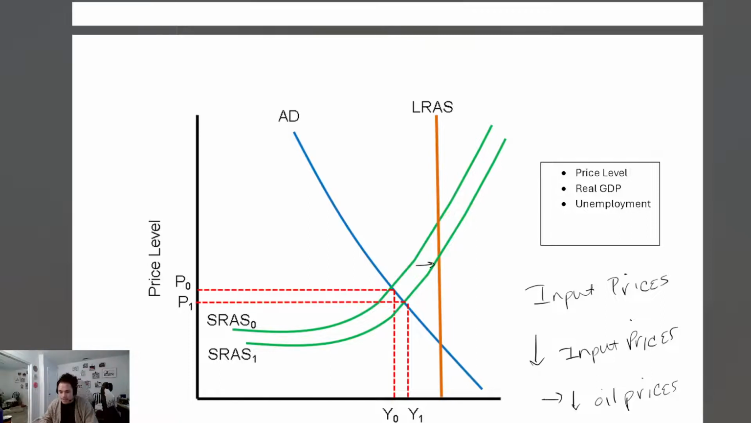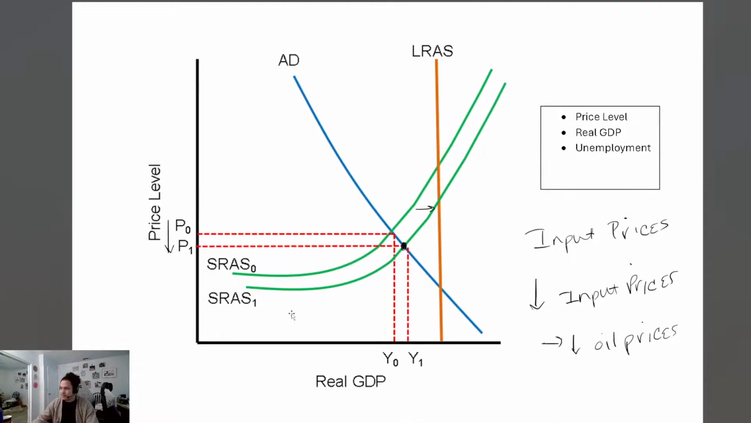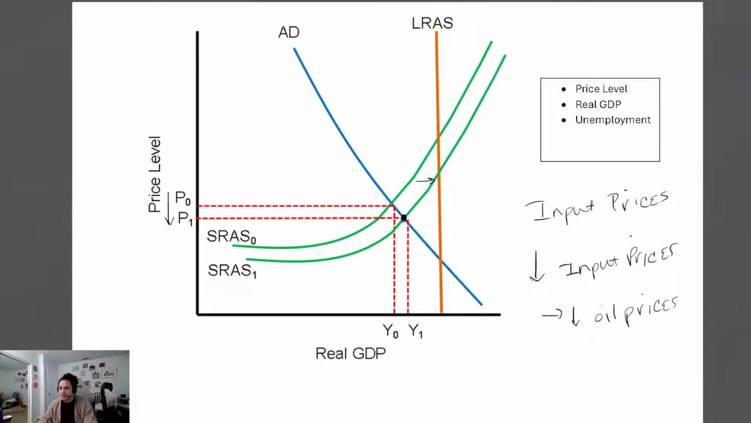As a result, we get this new equilibrium. That's this point here. At that new equilibrium, we have our new equilibrium price, and we see that our price level has dropped from P0 to P1. Whoops, on the wrong side. From P0 to P1. We've also seen an increase in our output level from Y0 to Y1. And we've closed this gap, and so we've cut down on unemployment.